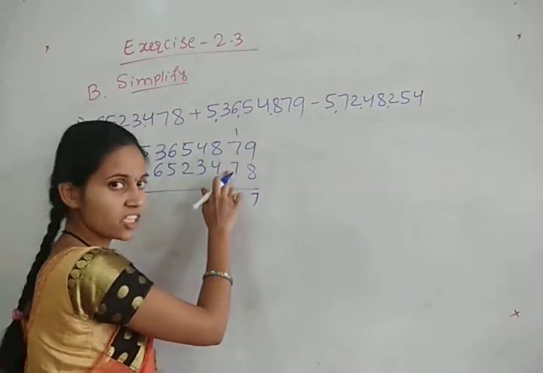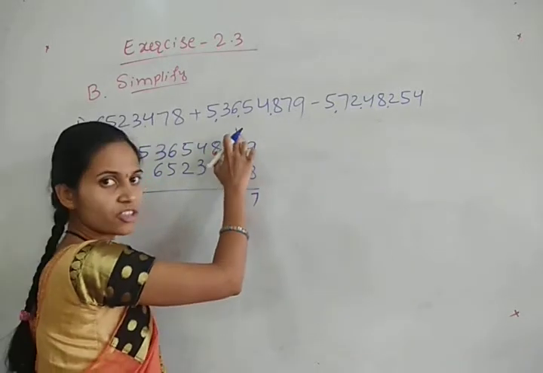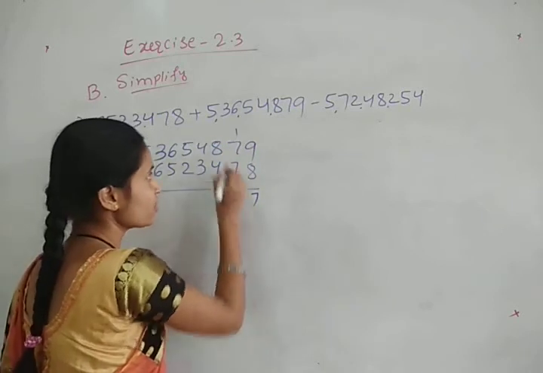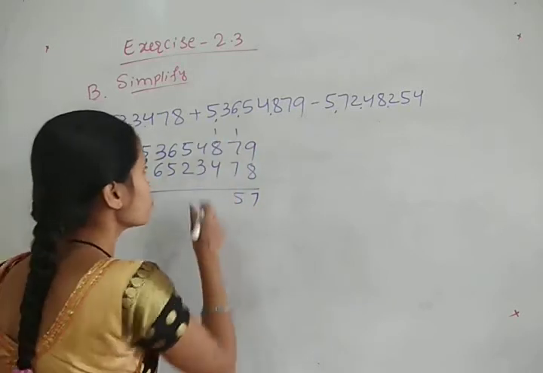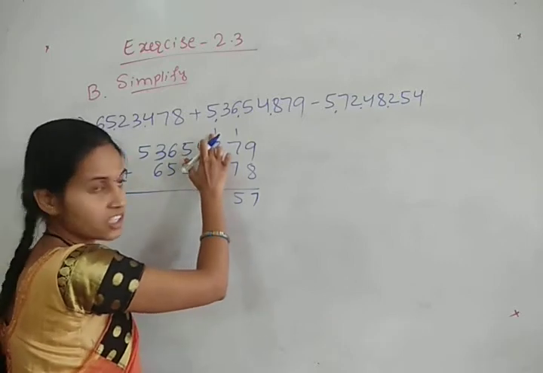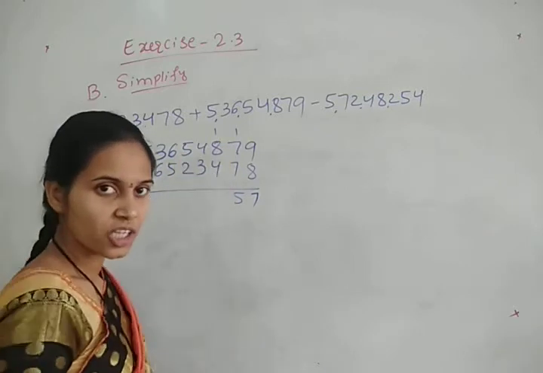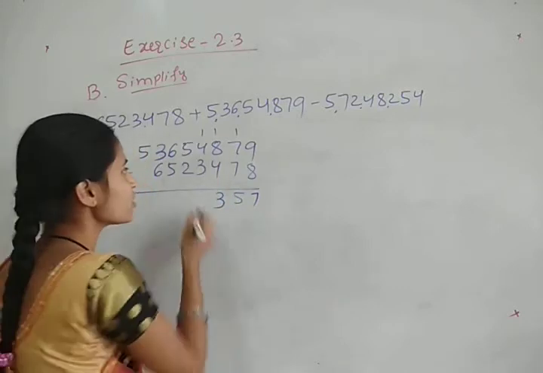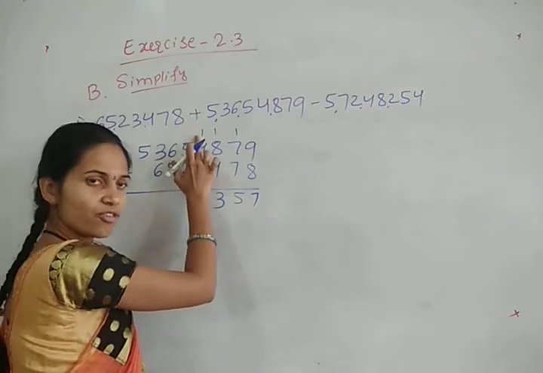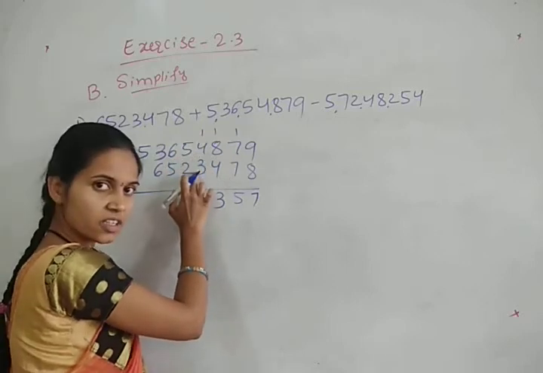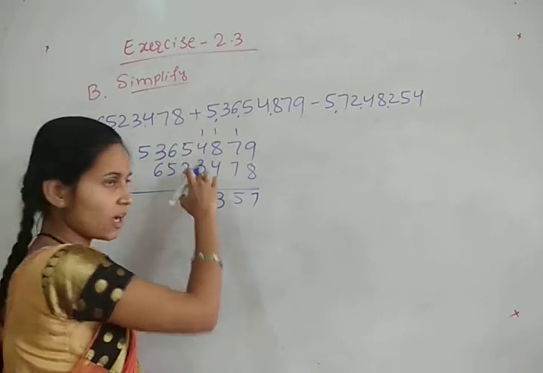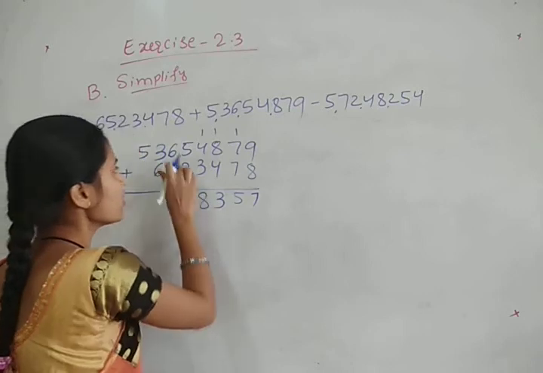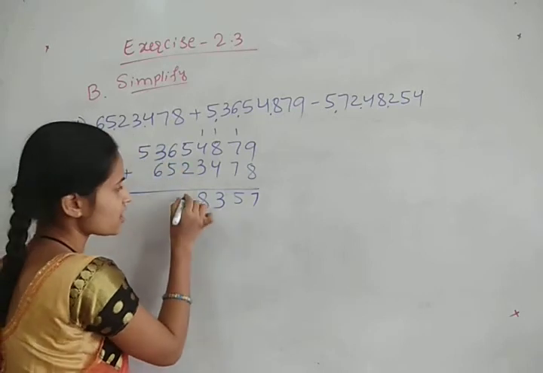Now 7 plus 7 is 14. 14 plus 1 is 15. I will write here 5, take 1 as a carry. Now 8 plus 1 is 9. 9 plus 4 becomes 13. Write here 3, take 1 as a carry. Now 4 plus 1 is 5. 5 plus 3 becomes 8. Now 5 plus 2 is 7.